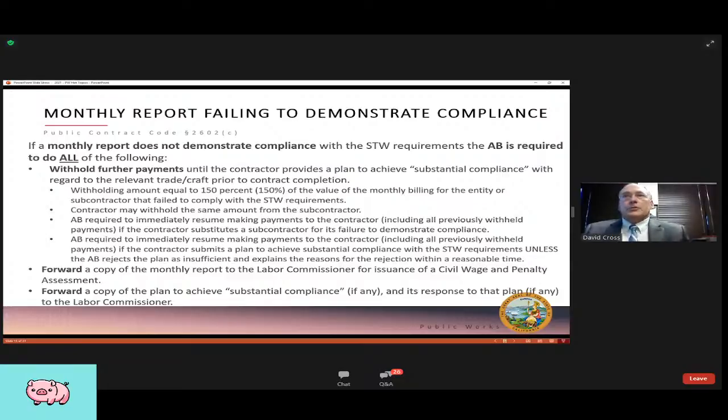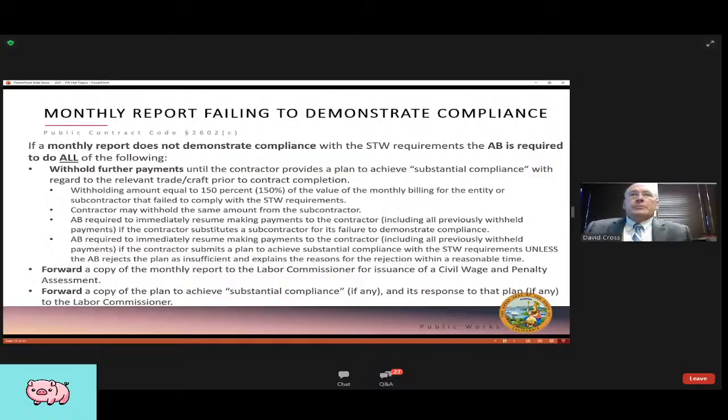So that is something to think about when you're, as the awarding body, looking at whether this is a plan to achieve substantial compliance. A plan to achieve substantial compliance: we have hired these individuals who are graduates. They are on the project, and in 2 months we will be in compliance. Well, that's different. That is a plan to achieve substantial compliance. The awarding body also has to withhold 150% of the monthly billing for the sub, and the awarding body has to immediately resume making payments if the contractor substitutes a sub.